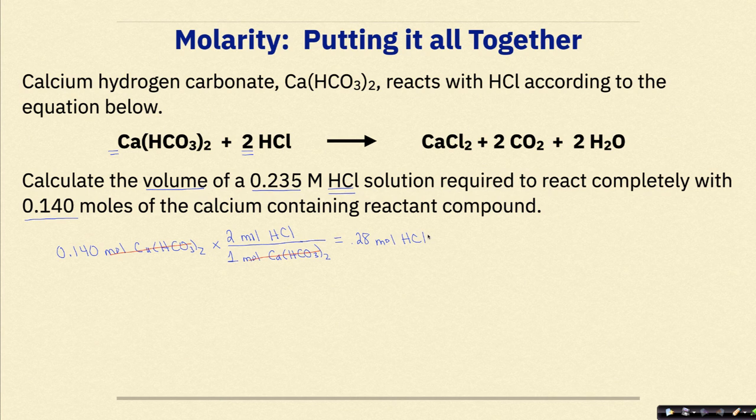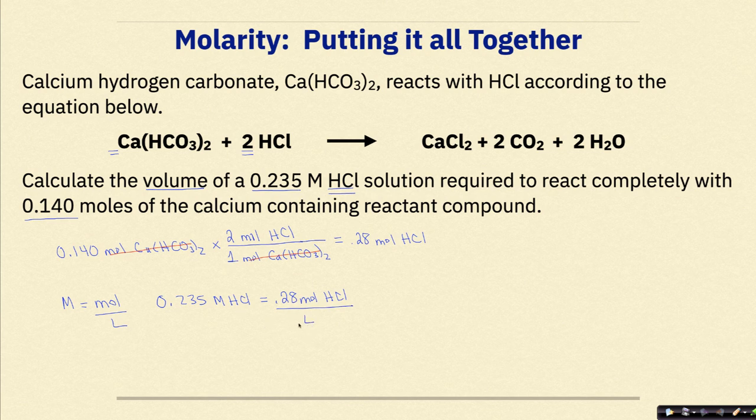All right, so always remember, people, when in doubt, convert to moles. That's the big thing. Or in this case, convert to the moles of the stuff that you want. Now I'm going to go back and say I need my molarity formula. So molarity is equal to moles over liters. They give me a molarity of the HCl, 0.235 molar HCl equals, and now I have moles of HCl, 0.28 moles of HCl, and I'm trying to find volume again, just like our previous problem.